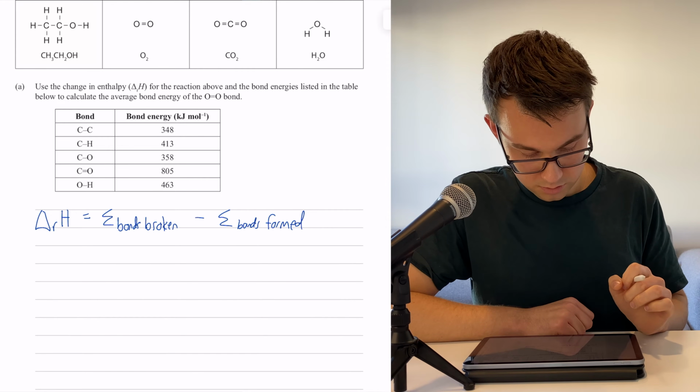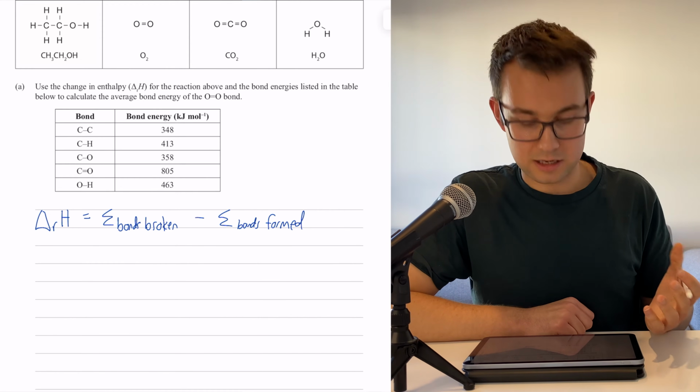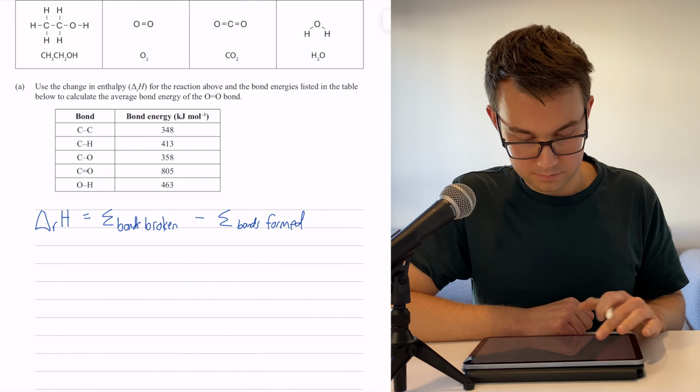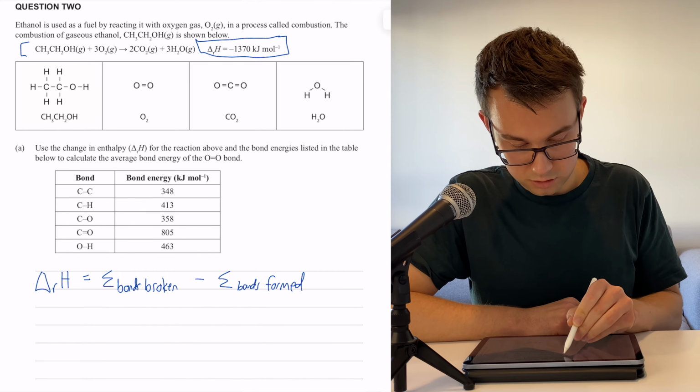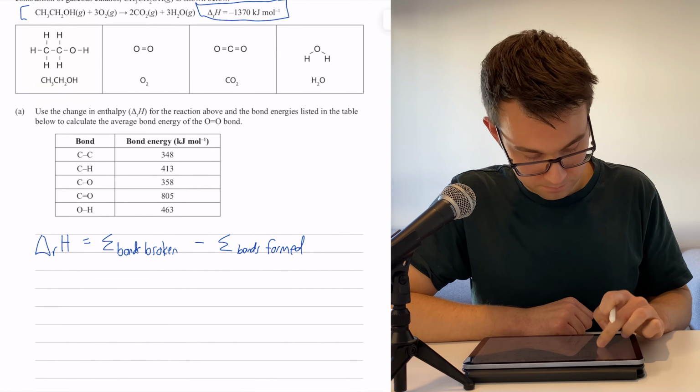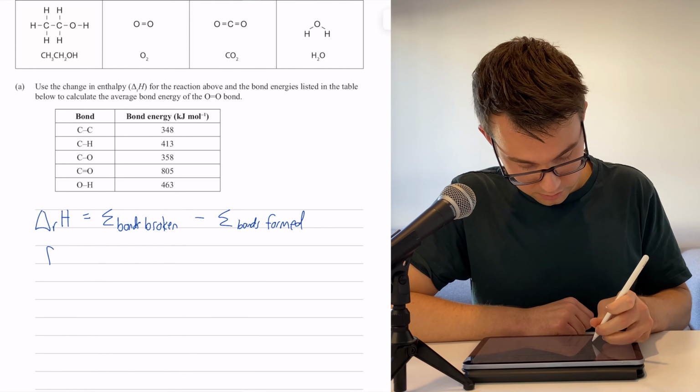Now that we have this, it's just plugging in some numbers, doing some math, and then working out the bond energy for the oxygen. Should we do that? Yeah, sure, let's go. What do I want to start with? Let's start with the bonds that are formed.